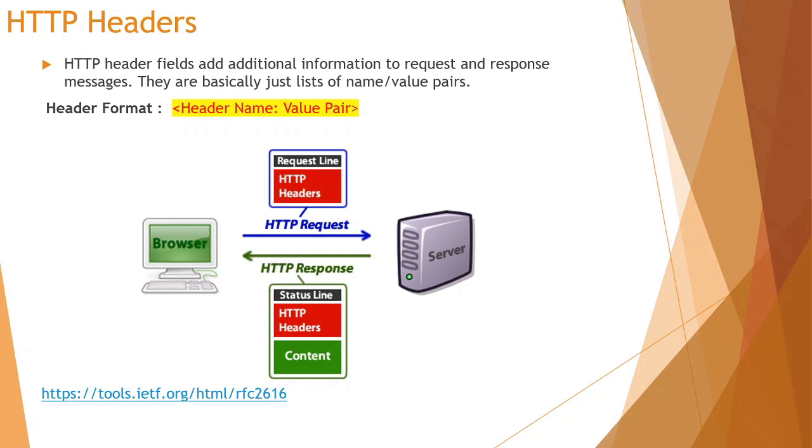When a client sends a request to a server, with the help of the HTTP header, the client will tell the server that I am using XYZ type of encoding, my supported language is English, or my accepted files are HTML, text files, or doc files. So this type of additional information can be shared with the help of the HTTP header.